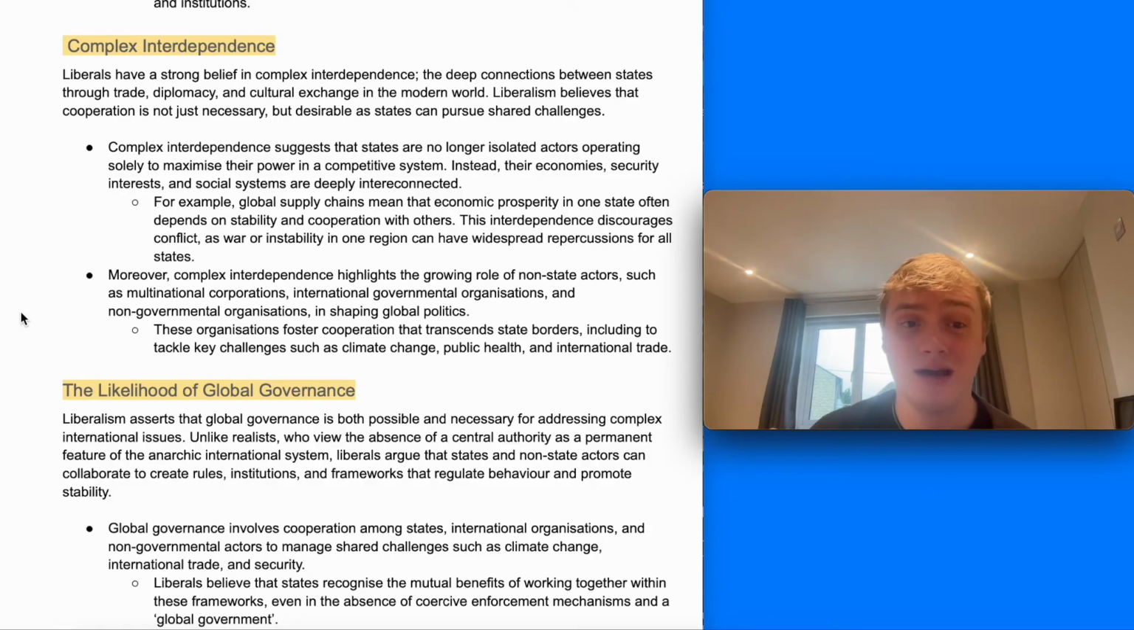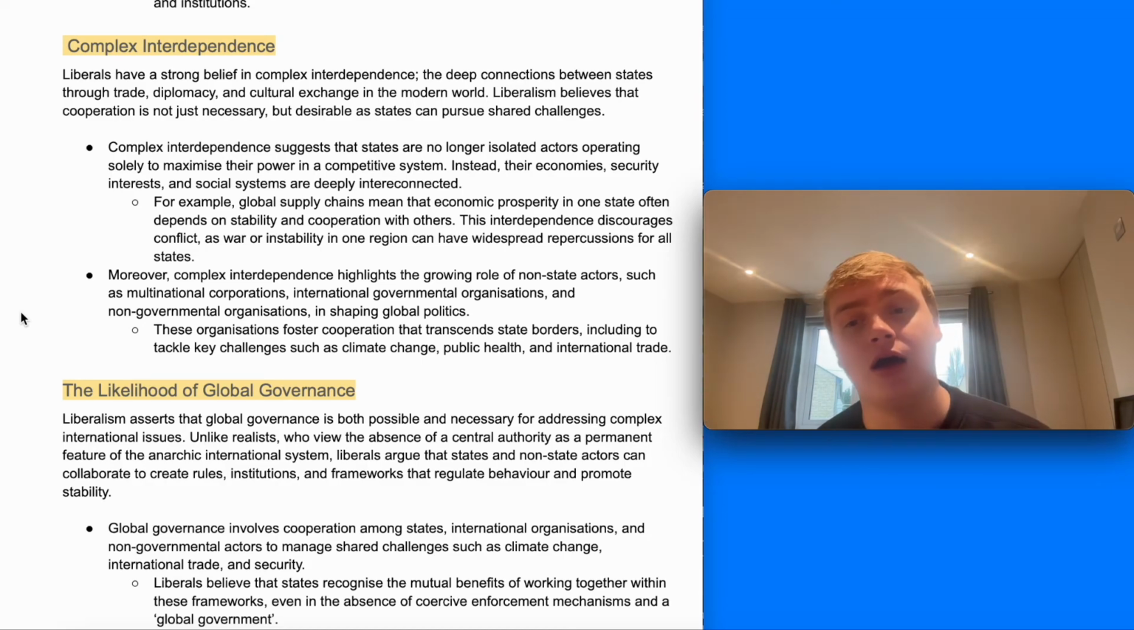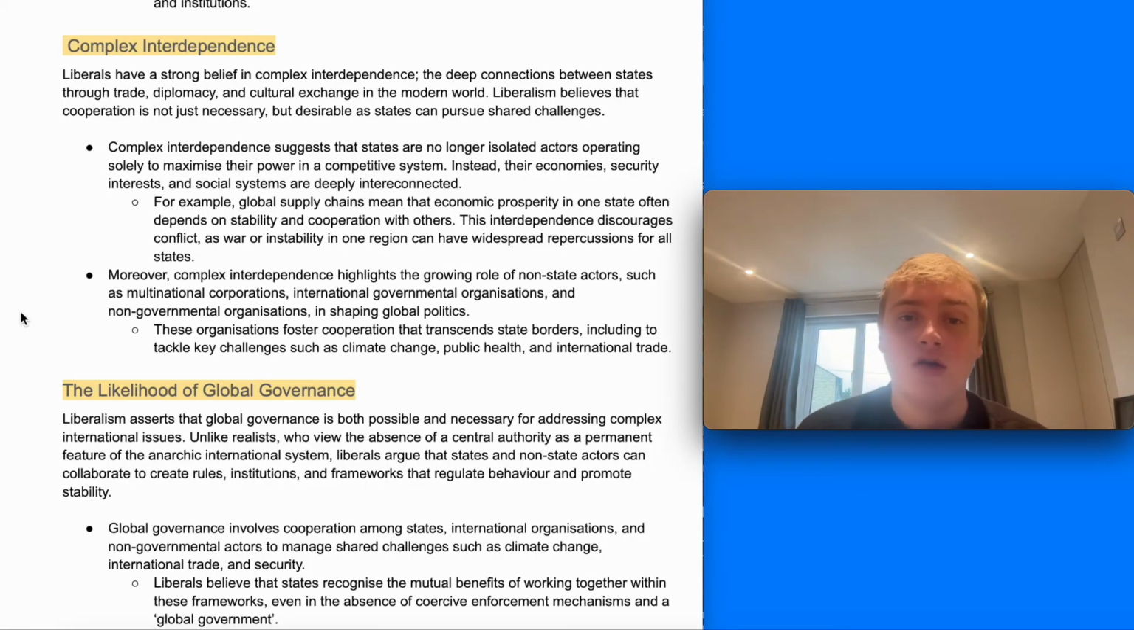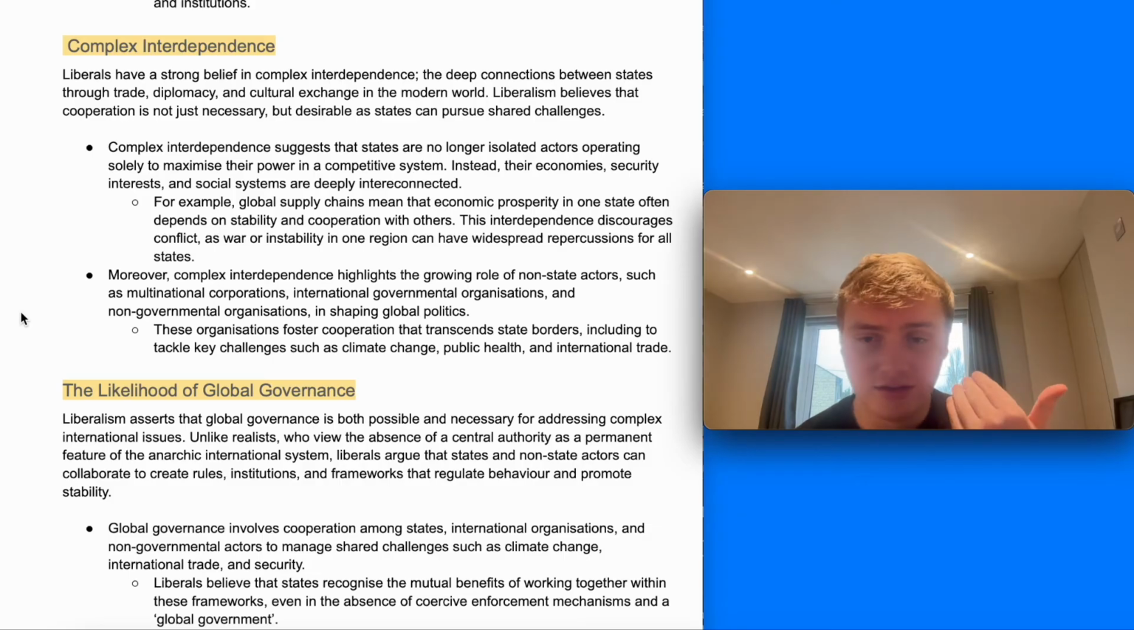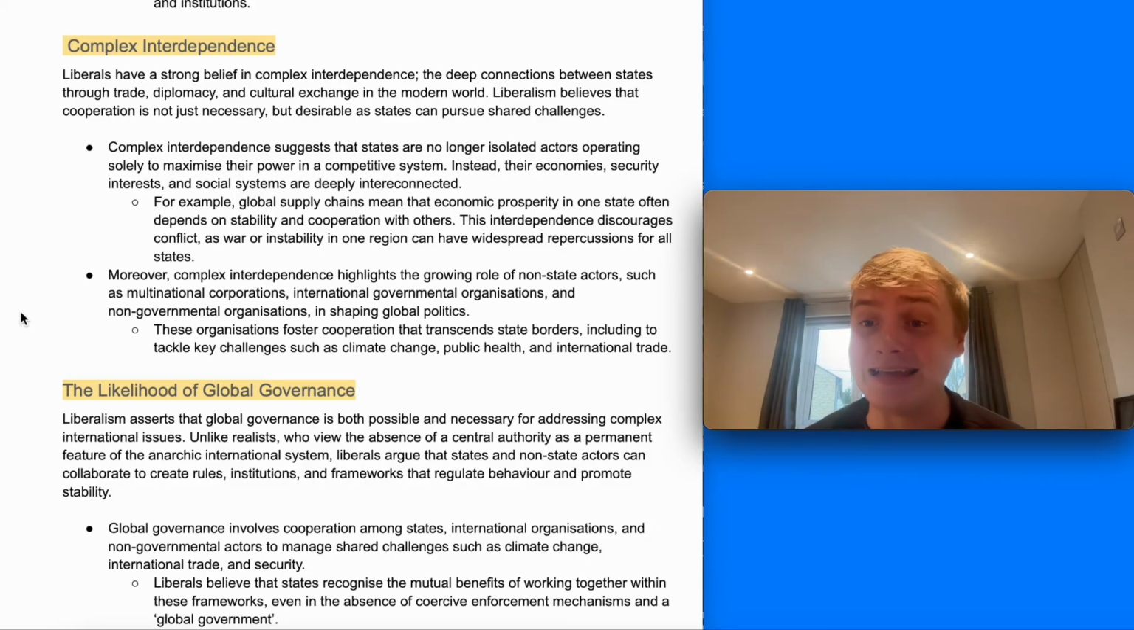You could look at an example of that as the war in Ukraine. Russia's invasion of Ukraine didn't just influence Ukraine, it influenced energy prices across the world and food security, and had really transformative effects. And liberals argue that this actually discourages war. This kind of deep interdependence and interlinking of countries discourages war.